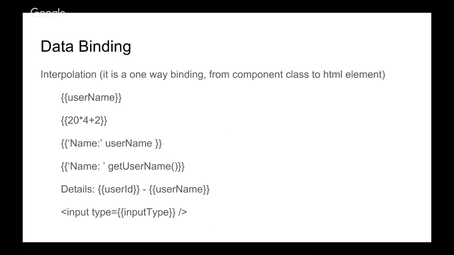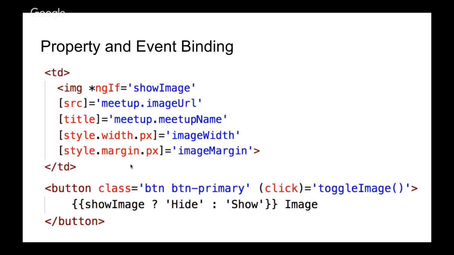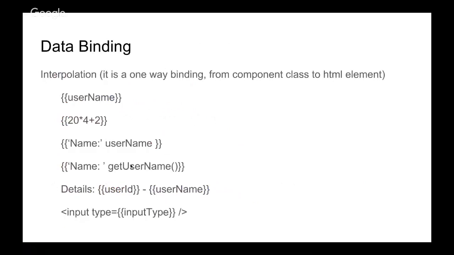You can even have a string as well as a variable. Username is nothing but a property which is sitting on your class with some value, and name is nothing but plain text which you want to display on your HTML. So you can mention it like this also. Or you can use the getUsername method. You can directly call a method on your component class, which will return the username, and you can display that. So there are multiple ways you can do interpolation or data binding.